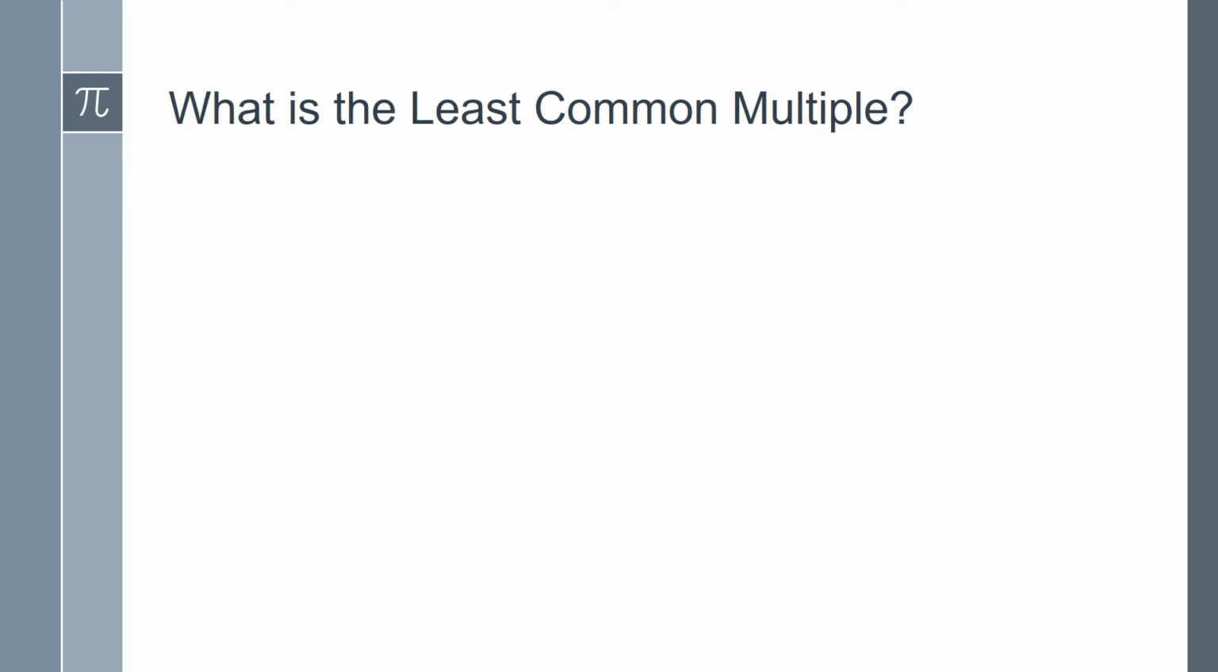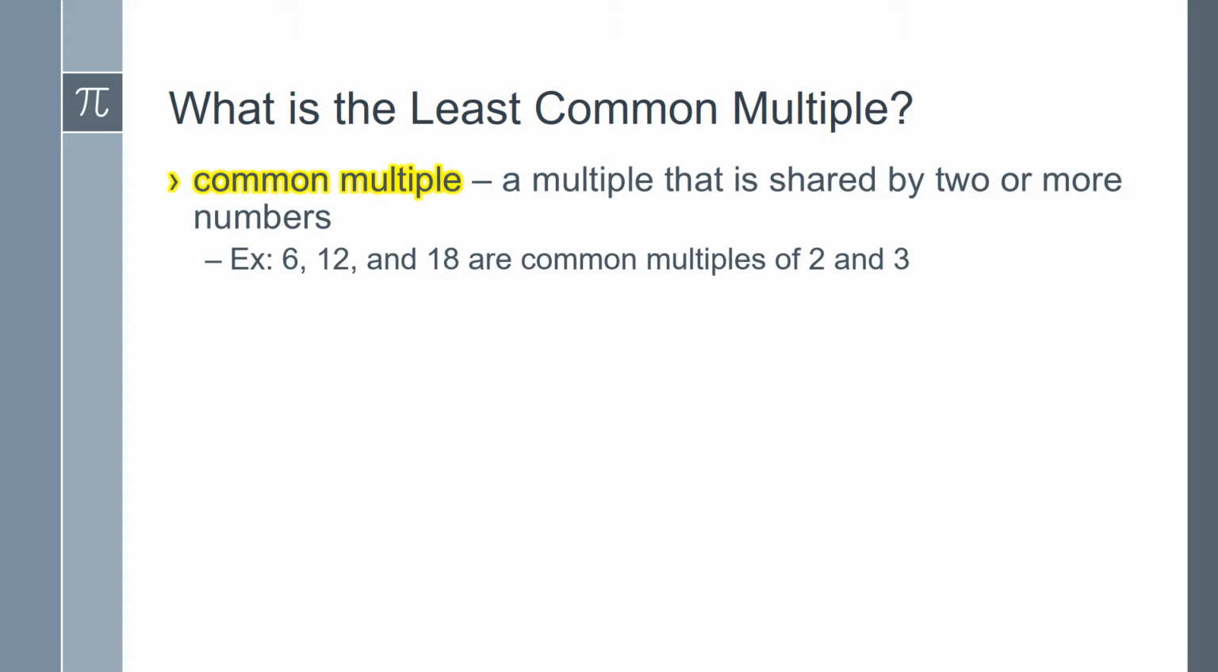Before we start talking about the least common multiple, we need to discuss common multiples. A common multiple is a multiple that is shared by two or more numbers. For example, 6, 12, and 18 are common multiples of 2 and 3. Please be aware that there are infinite common multiples of any set of numbers. You could keep going on and on forever and ever.